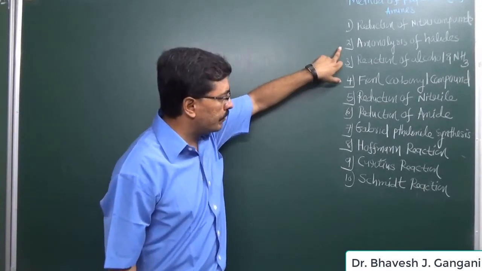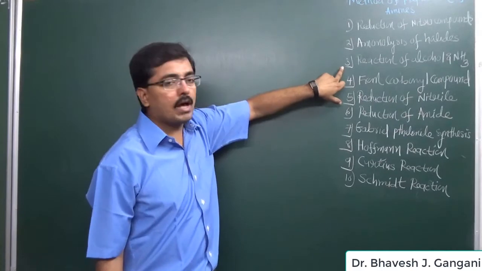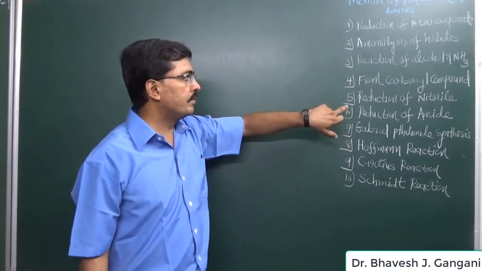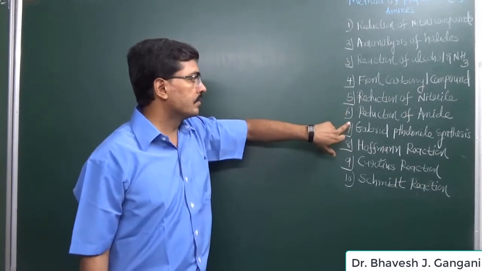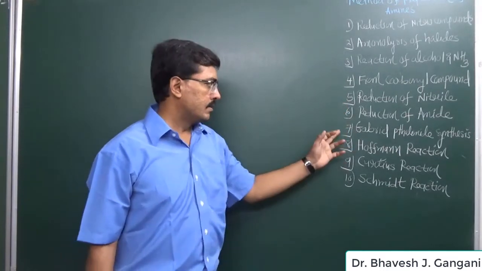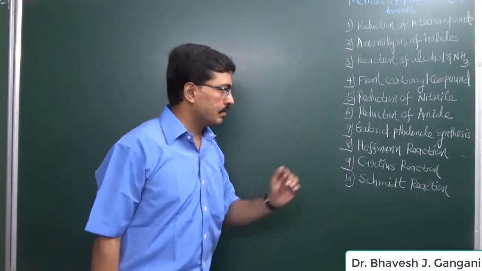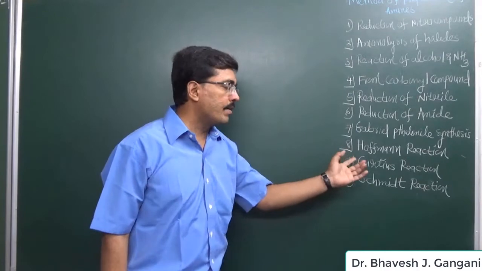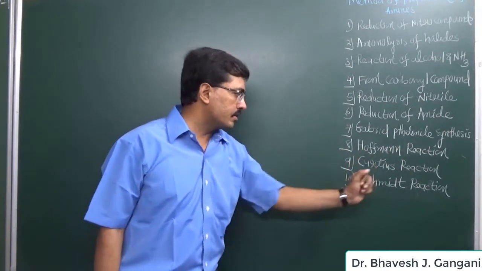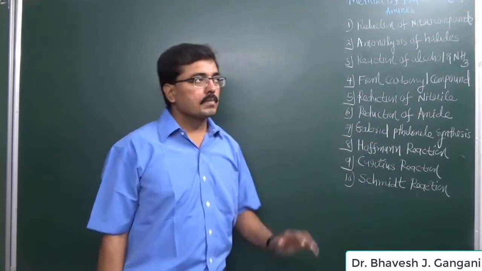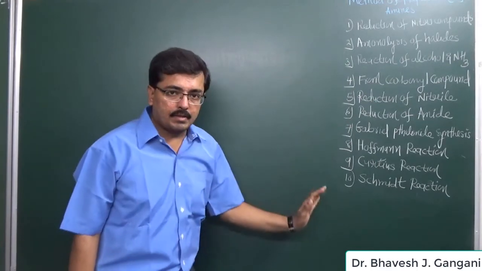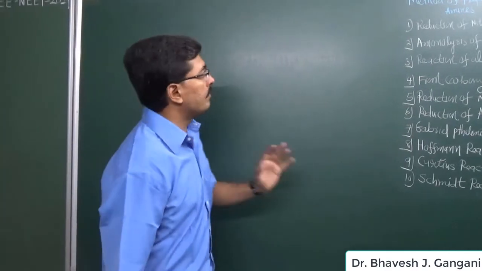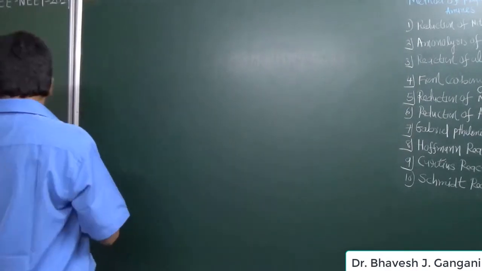Second is ammonolysis of halide. Third is reaction of alcohol with ammonia. Fourth is from carbonyl compound. Fifth is reduction of nitrile compounds. Sixth, reduction of amide. Then 4 are specific methods: Gabriel-Phthalimide synthesis, Hofmann reaction or Hofmann rearrangement reaction, Curtius reaction and Schmidt reaction. By using these 10 different methods, one can prepare amine compounds. So now one by one we will start these different methods.